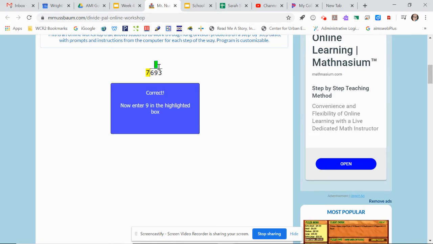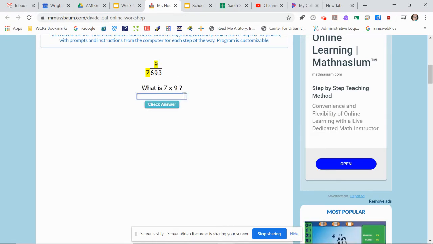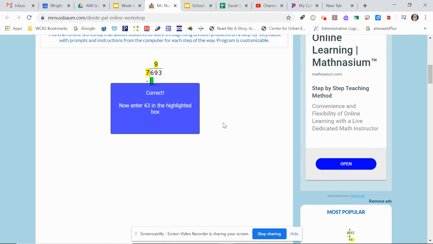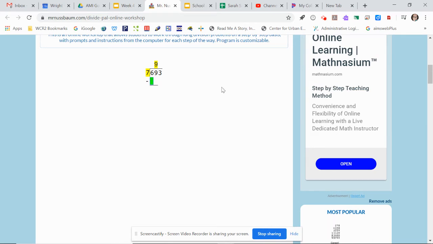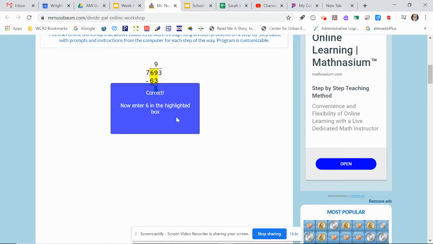It says yes. Now you have to enter it into that green box. So what is 7 times 9? This is where knowing your multiplication facts is important. It says yes. It's great because it's going to keep checking your answers. So we're subtracting 63, and we literally put the number 63 in there. What is 69 minus 63? I know that it is 6. So I'm just going to keep going.